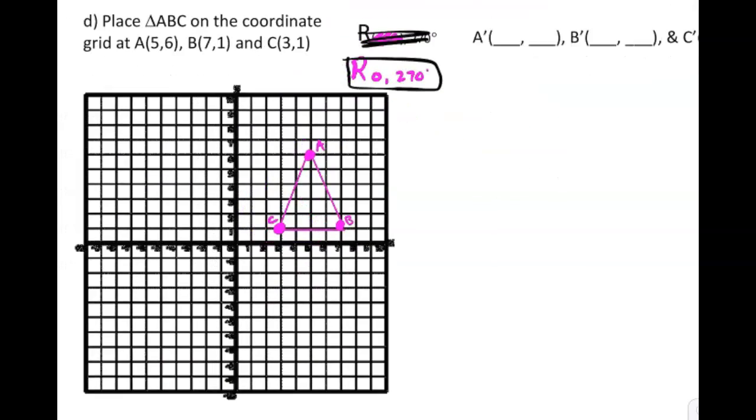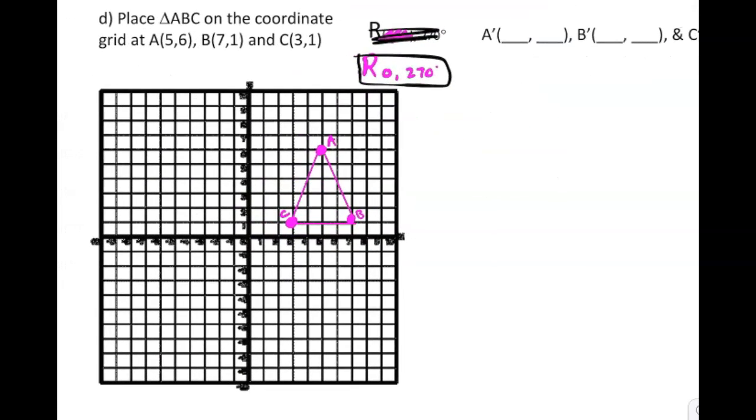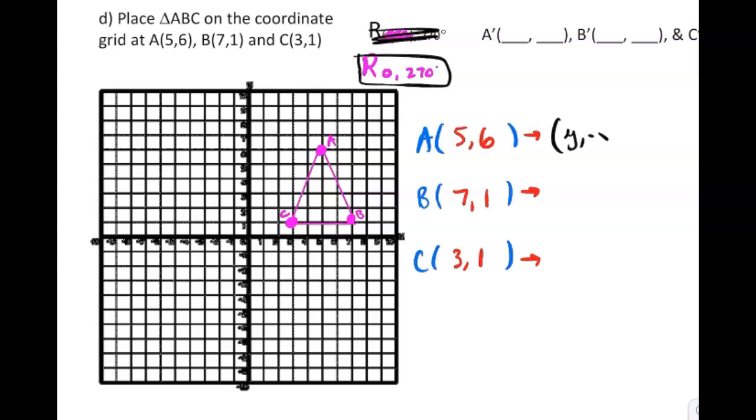Just remember, 270 is even different. 270 is 3 turns. So if you're going to use the rules, the rule here is y, negative x, which means you switch the coordinates, but then you make the second one, the original x, which is now the second one, you change that sign. So that's the rule for 270s. If you're using rules, you have to know each rule is different.